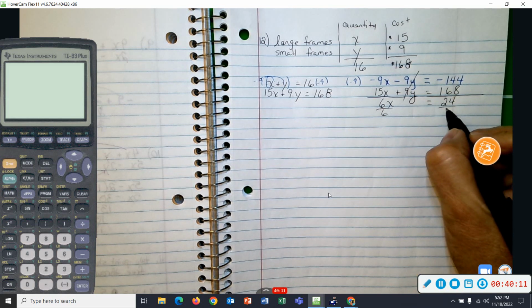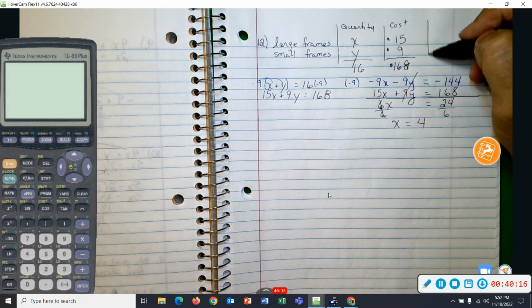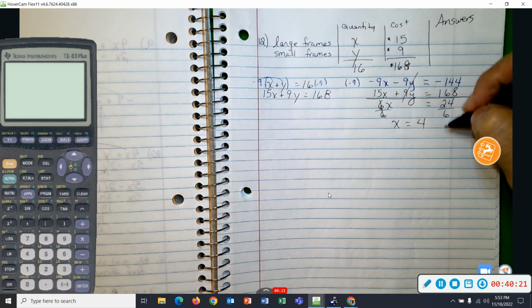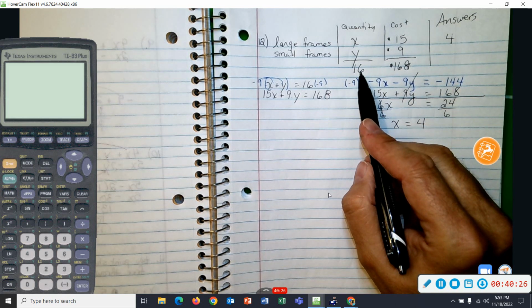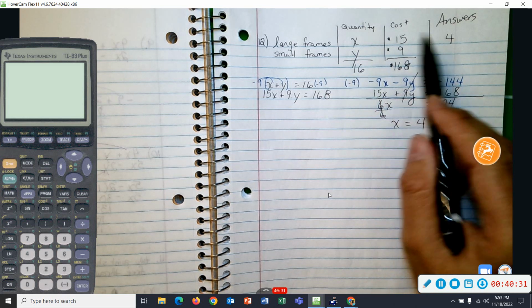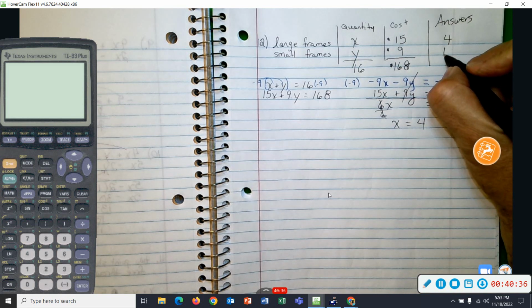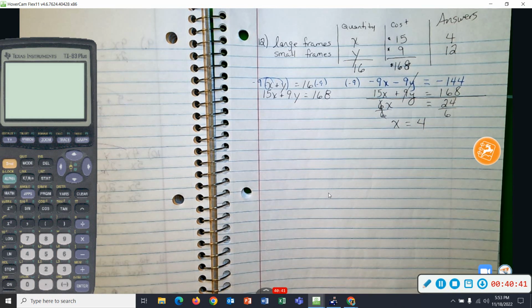Divide both sides by 6 and get x equals 4. So now logic out the answers. If x is 4 and you bought a total of 16, how many small frames did she buy? She bought 4 large frames, and is that going to be 12? 16 minus 4, so 12 small frames. So 4 large frames, 12 small frames.